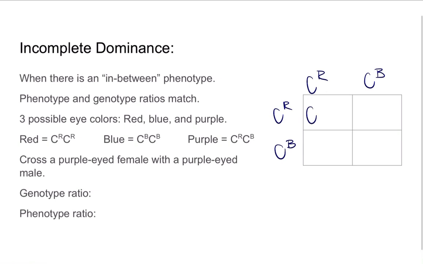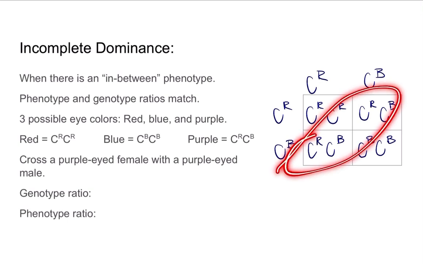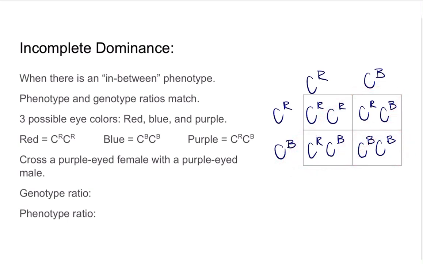So CR, CR, CR, CB, CR, CB again, and then CB, CB. And as you can see, although both of the parents were purple, they ended up making one red eye color offspring, two purple, and one blue.